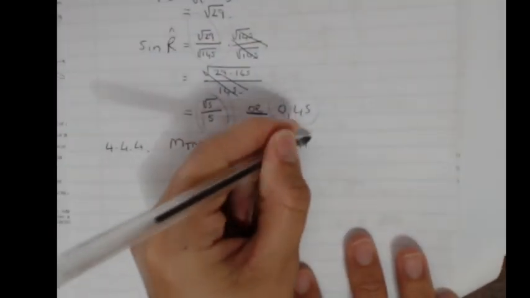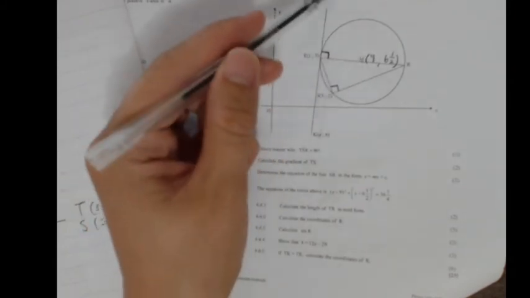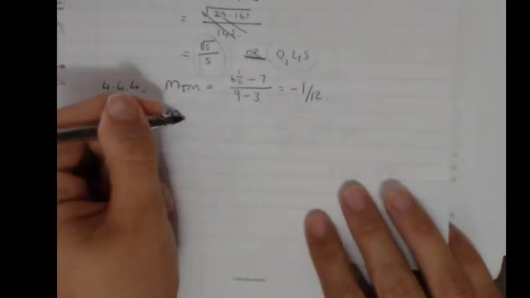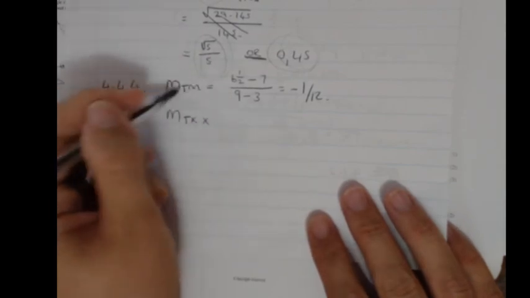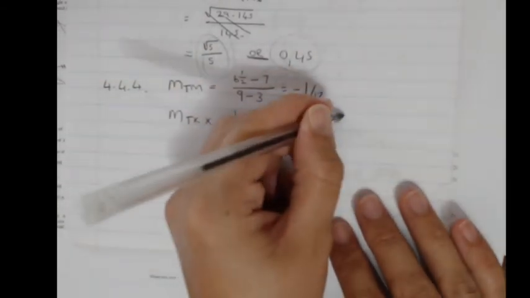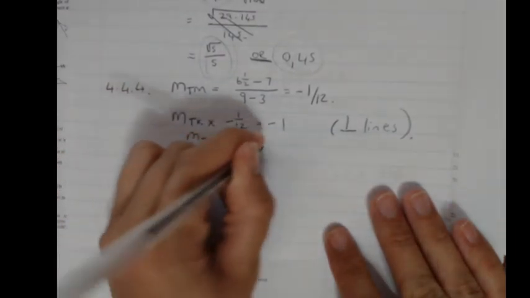Negative 1 over 12, right, which is the gradient of TM. And if the gradient of TM is negative 1 over 12, this is going to be a gradient of 12, because the gradient of TK times the gradient of TM, which is negative 1 over 12, should be negative 1. I have perpendicular lines, and that makes the gradient of TK 12: negative 1 divided by negative 1 over 12. So the gradient of TK is 12.